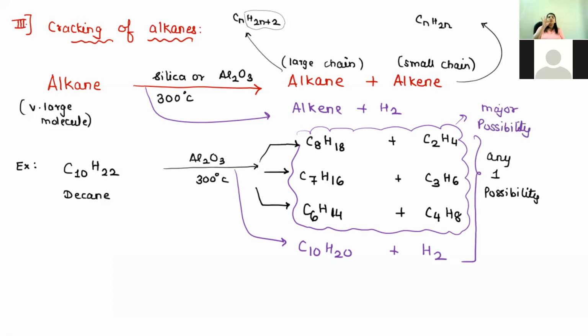So I repeat once again, in total there are 3 types of reaction: substitution, combustion, and cracking. Combustion will be of 2 types, complete and incomplete. Complete combustion will give you CO2 plus H2O. Incomplete will give you carbon monoxide plus H2O. Substitution will give you chloroalkane plus HCl, and in cracking you have a bigger hydrocarbon which will break into 2 parts, one a large alkane and one a small alkene. Please copy down this, take 2 to 3 minutes, copy down the equation.